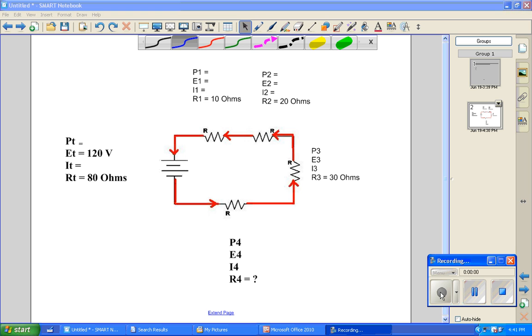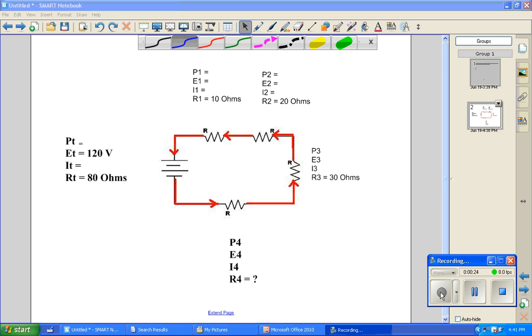We're going to do another simple series problem, but this time we have a mystery. And the mystery is we don't know what resistor 4 is. We know that the resistance total is 80 ohms, and we know that resistor 1 is 10 ohms, resistor 2 is 20 ohms, resistor 3 is 30 ohms. We don't know what resistor 4 is.